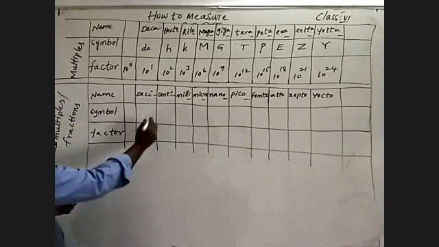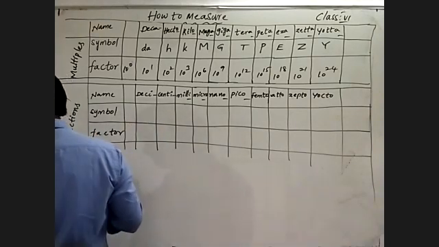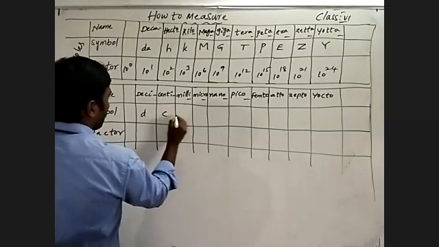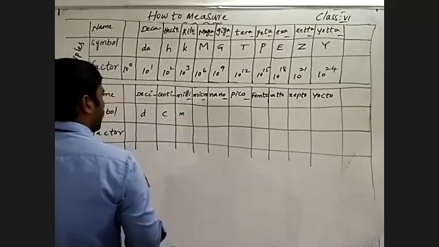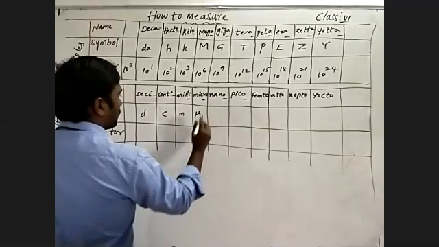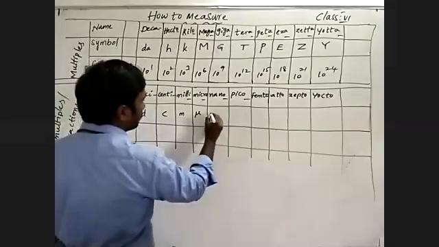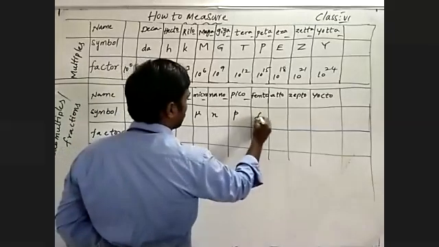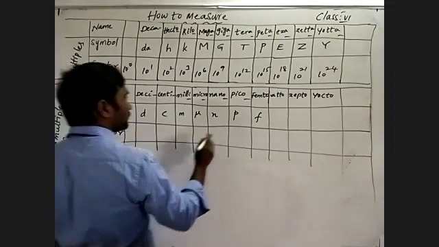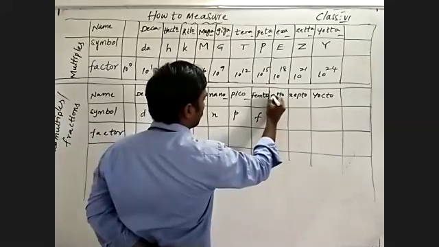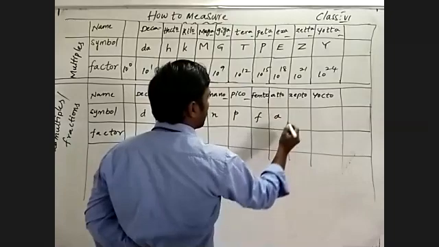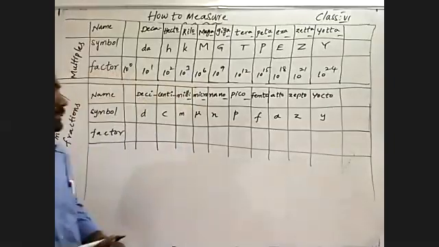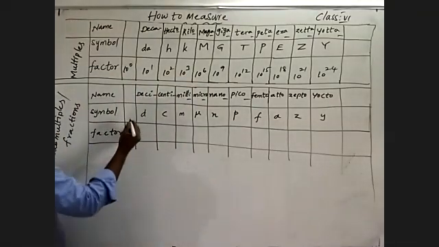Coming to the symbols, you have to write the symbol for each. Deci is d, centi is shown by c, milli is shown by a small m, and micro is shown by the symbol mu. Then nano, pico, femto, atto, zepto, and yocto. And what is the factor for that?